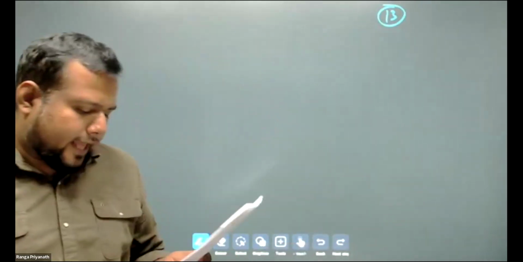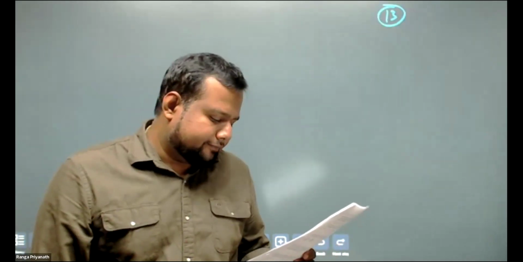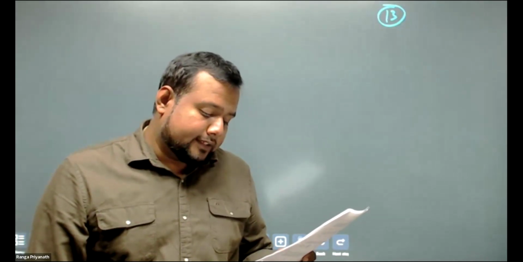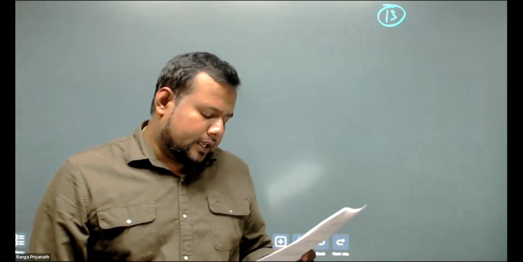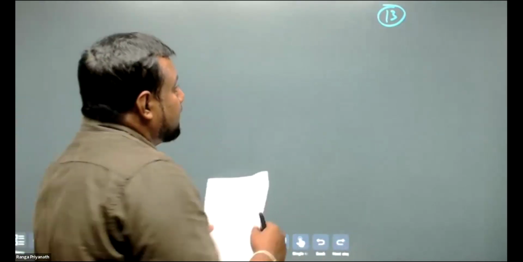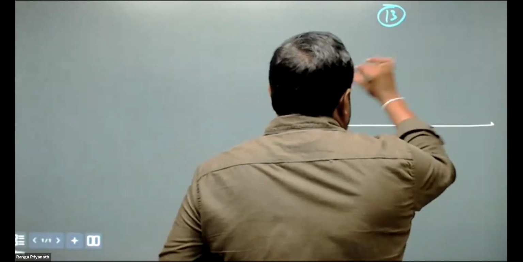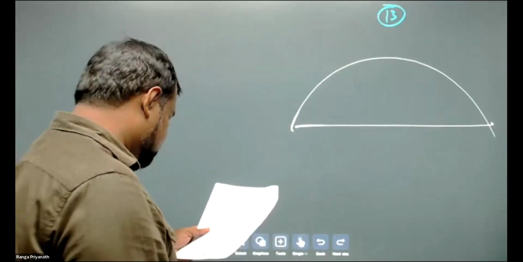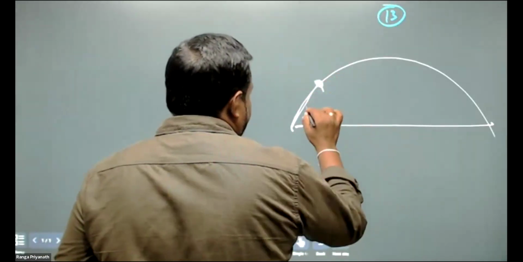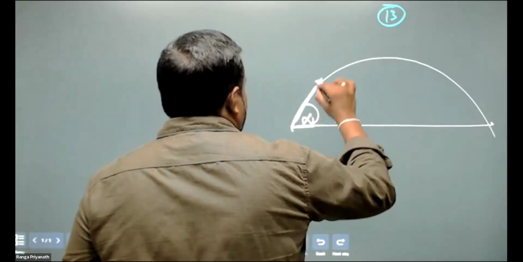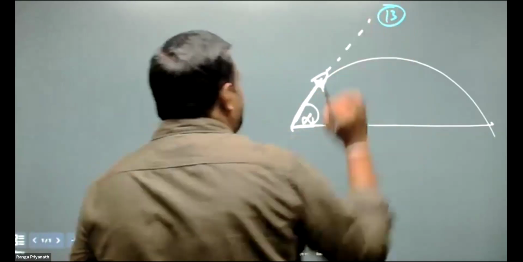An object projected through an angle alpha with the horizontal is inclined through an angle 30 with the horizontal after 2 seconds. If the object moves to the maximum height in the next second, what is the projected velocity? Right. Okay. So this is the projectile. This is projected with alpha.